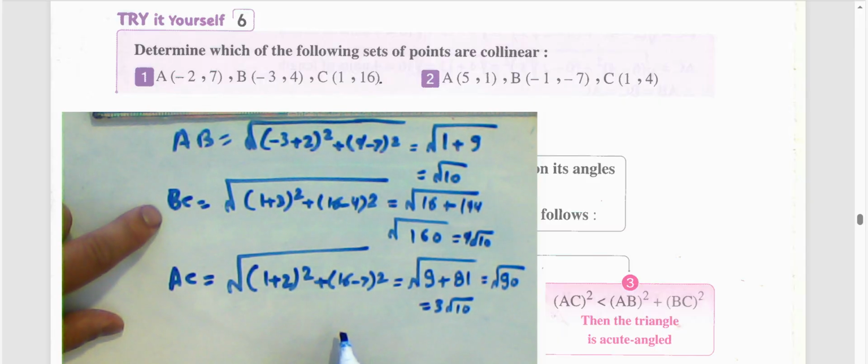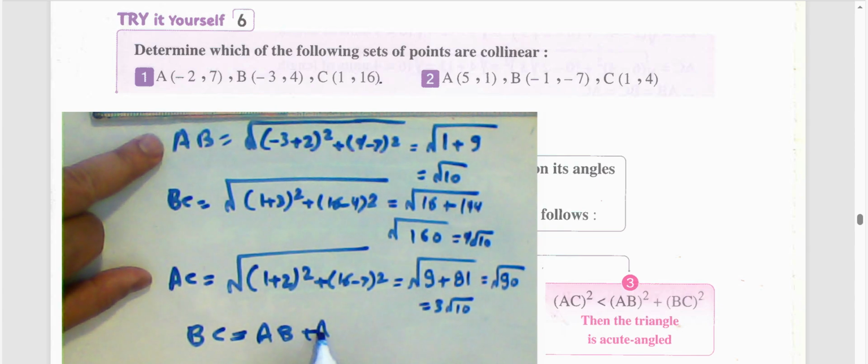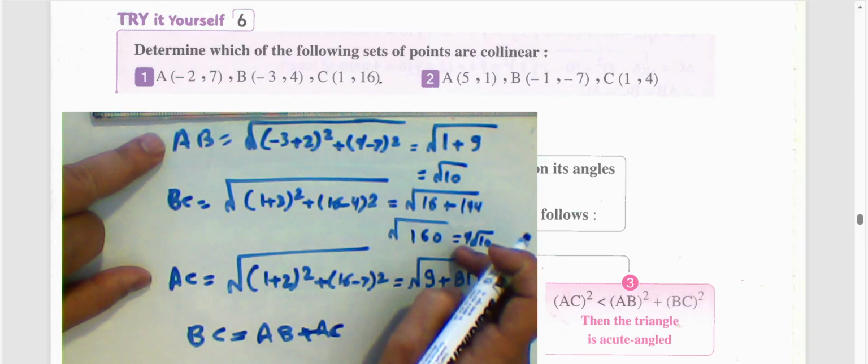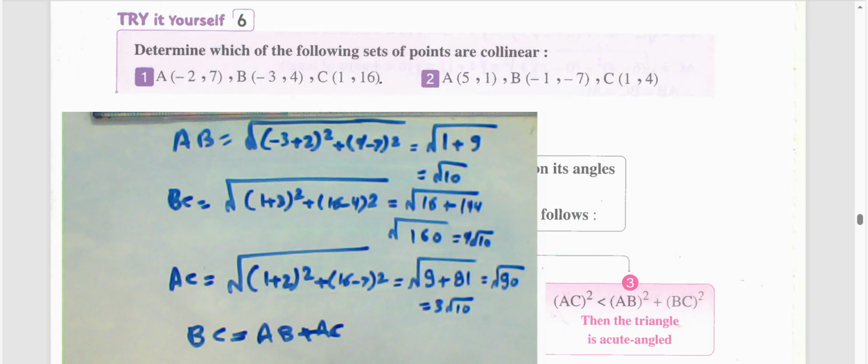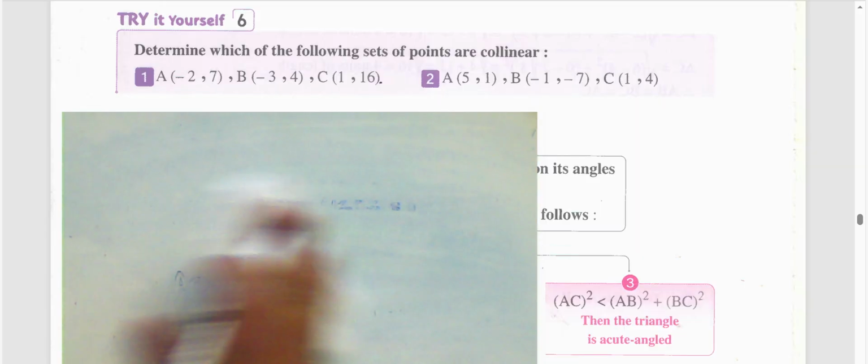Then we can find that the length AC is equivalent to AB plus BC. The sum of them equals 4 root 10. Then A, B and C are collinear. They are in the same straight line. This is question number 1. Question number 2, the same idea.